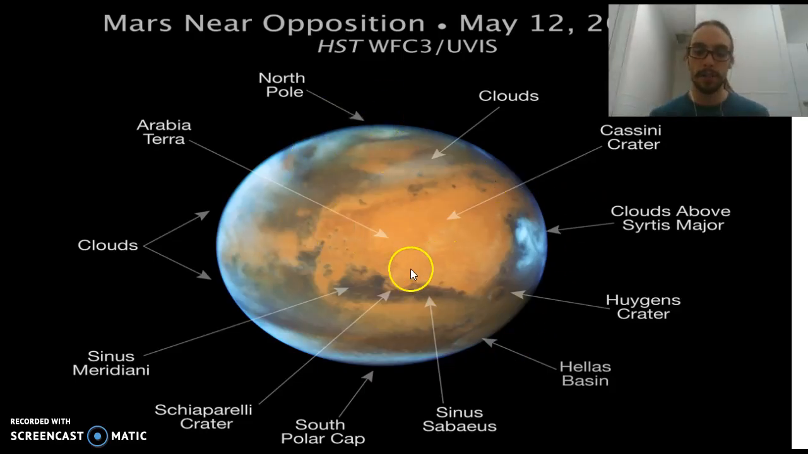And then here's just Mars. You know, we've got the solar polar cap, the north polar cap, clouds. These clouds have water vapor in them, and then there's just a bunch of land all over.